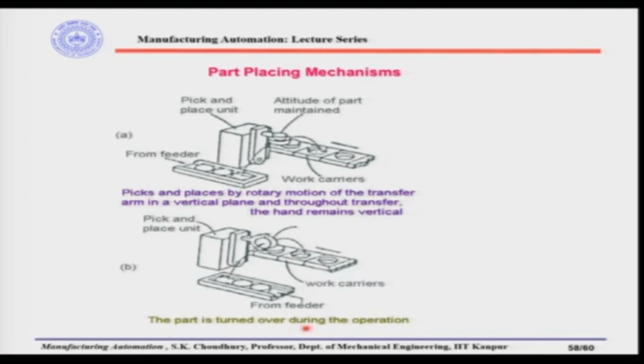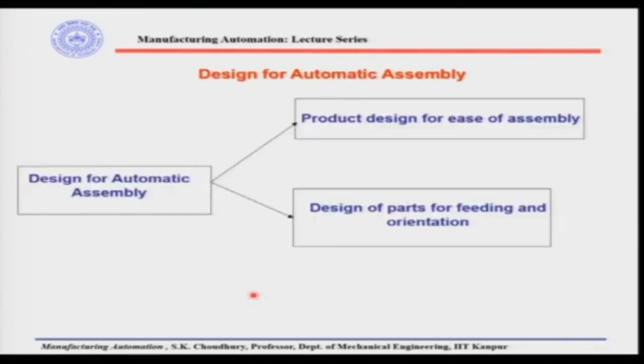The part is turned over during the operation, if it is so required. So, in this case this kind of part placing mechanism is used. Here I will come back to this. In this case the part can be placed in the same position as it is picked up. Here the part is turned from the position it is coming. Next we will discuss some of the points in the design for automatic assembly.